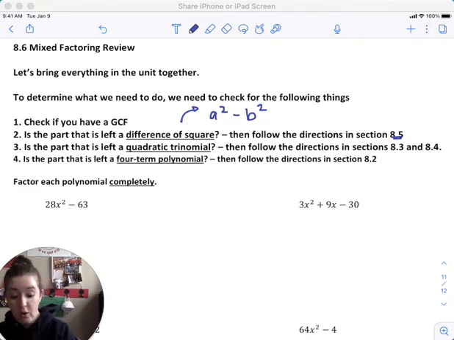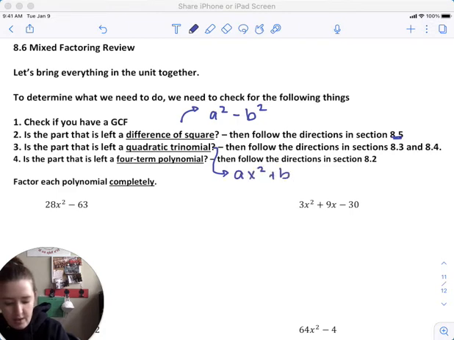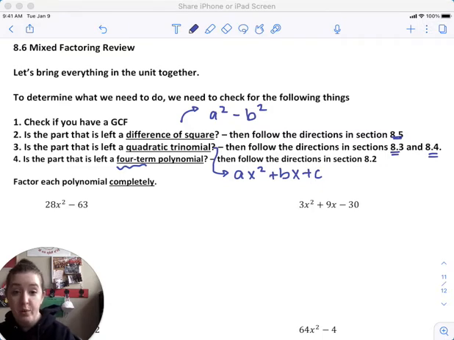If you're left with a quadratic trinomial, that's like ax squared plus bx plus c, then we're going to use stuff that we learned in 8.3 and 8.4. If you're left with something that has 4 terms, we're going to factor by grouping. And we did that in section 2. So let's take a look at this first one.